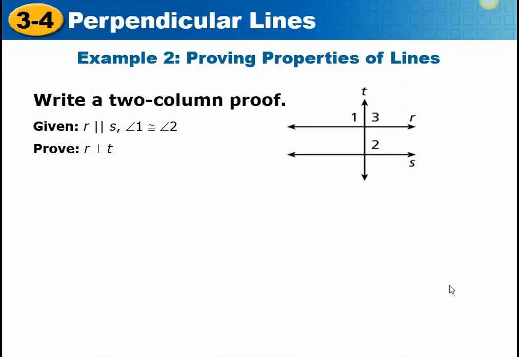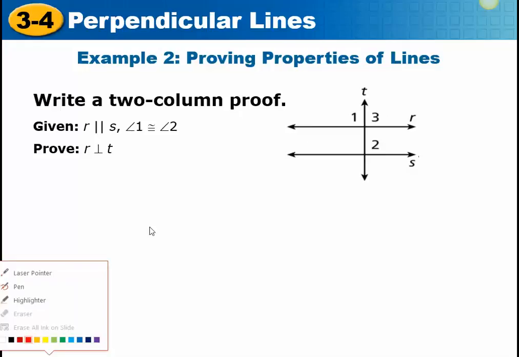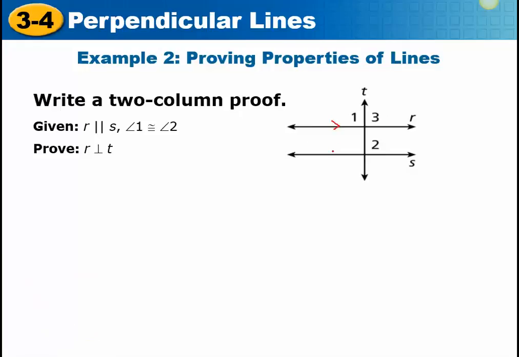Okay, let's do a little proof about these lines. So we know that R is parallel to S. We should draw little arrows to show that we know these lines are parallel. Angle 1 is congruent to angle 2, so we can also show that they are congruent. And then we are going to prove that R is perpendicular to T.